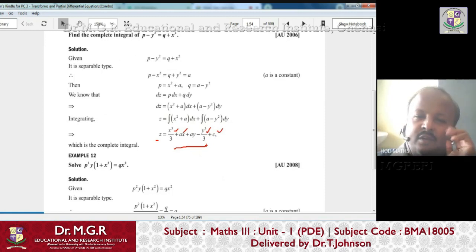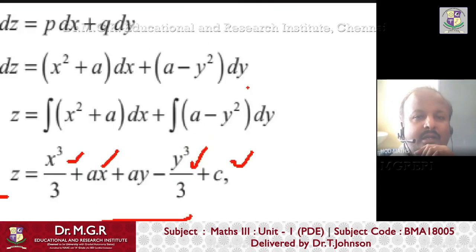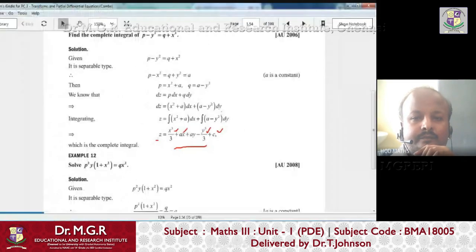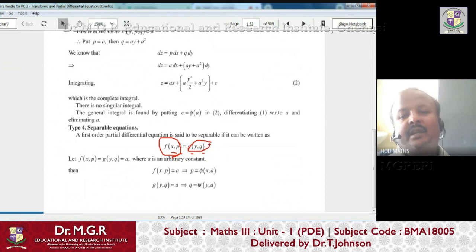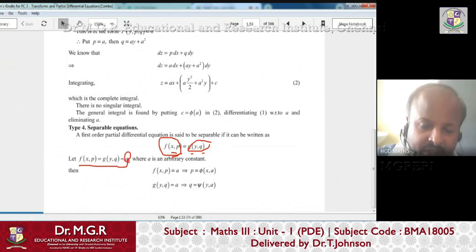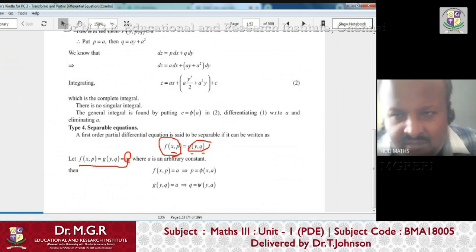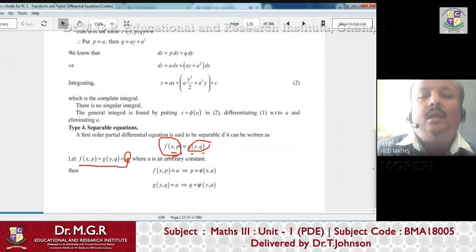So here type 4 is very simple. What is type 4? Type 4 contains only P and Q and X and Y and Z, but in such a manner that P and X should be written on one side. Whatever the equation may be, P and X should be separated on one side, and Q and Y should be separated on the other side. If it is separated, we can equate it to an arbitrary constant A. Mathematically, if two things are equal, that equals some constant value that we call A, the arbitrary constant.